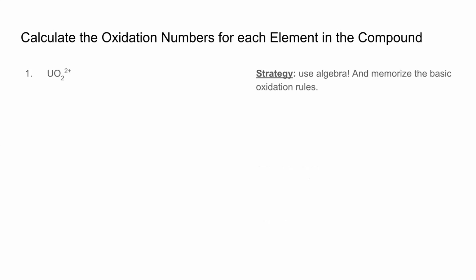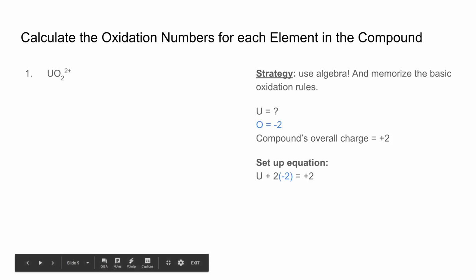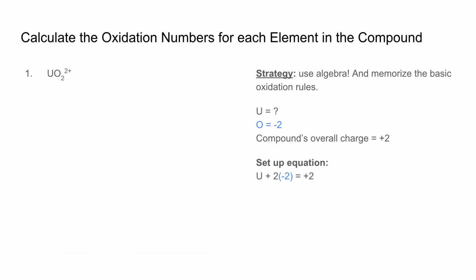We have a compound whose overall charge is not equal to 0. So this should be a little more challenging in terms of algebra. We do know that oxygen has a charge of -2 for its oxidation number. This should be memorized. And we also know that the compound's overall charge is +2. So knowing these two pieces of information, we can set up our equation. And if we set up our equation, we can solve for uranium's oxidation number. And as always, check your work.